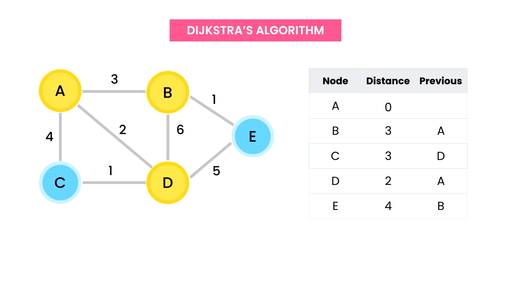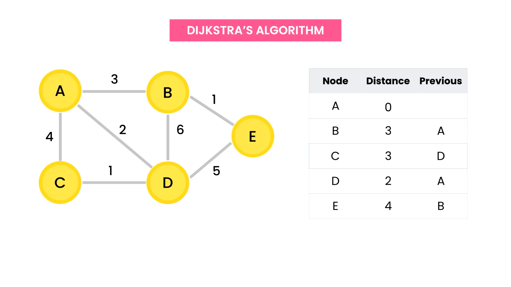We're done with B. Now we need to find its closest unvisited neighbor. That's E. At this point, we have visited all the neighbors of E, so we're done here. The only node that is left is C. But again, we have visited all the neighbors of C, so our algorithm stops here. Now in this table, we can see the shortest distance from A to each node. And using the previous node column, we can build these shortest paths.